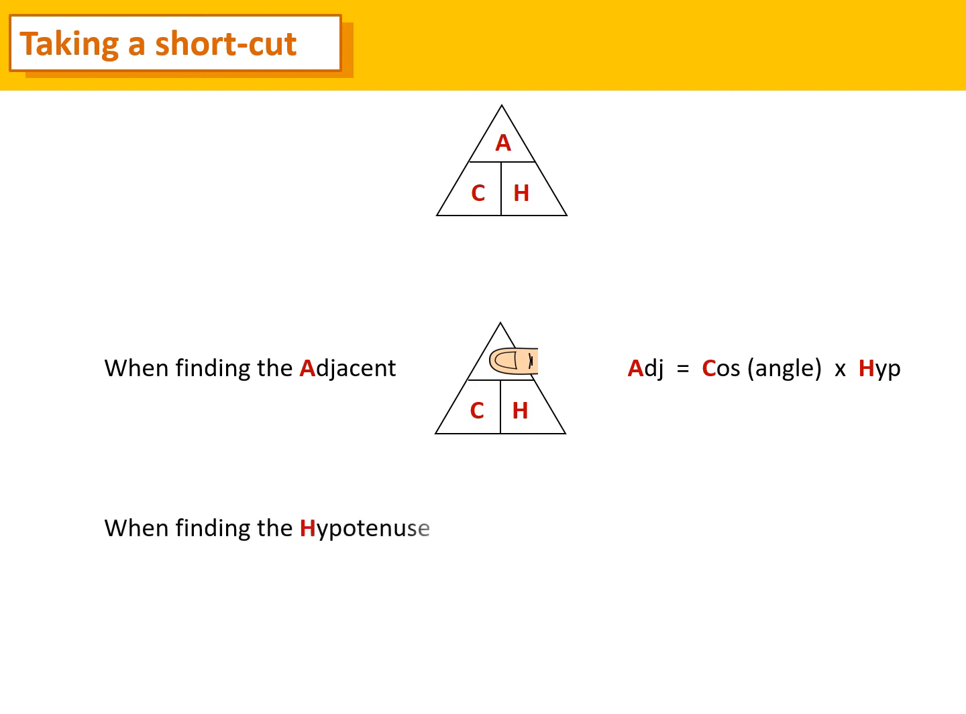However, when you are trying to find the hypotenuse, you put your finger over the H. That is telling us that the hypotenuse must be the adjacent divided by cosine.